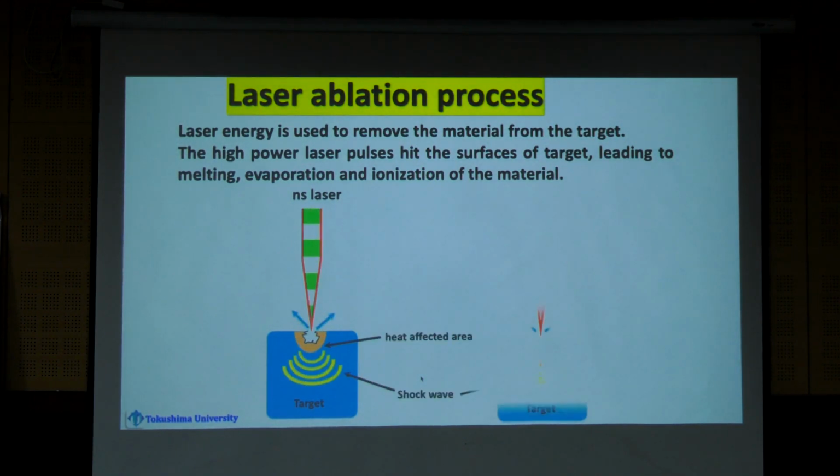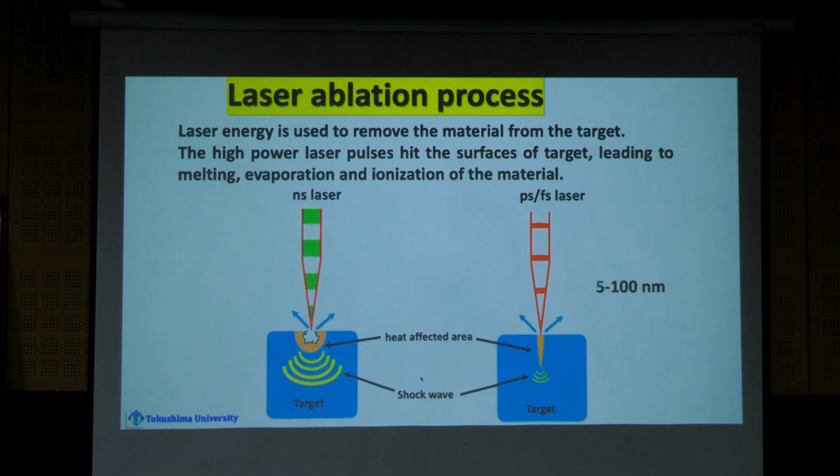If the laser is nanosecond, there is more heat affected area. But if the laser is femtosecond, imagine, nano and femto. Nano means 10 to the power minus 9, and femto is much smaller. So femto affects less area and creates less shock wave. This is the difference. If the area is very small, then you can get smaller particles.